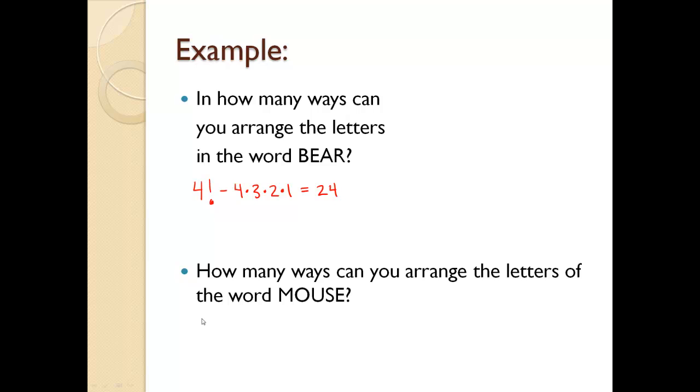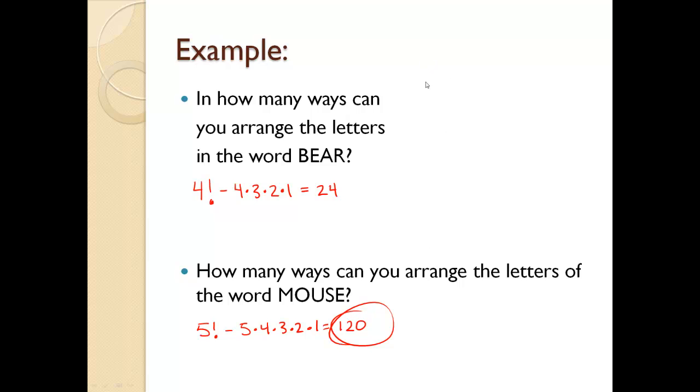Now let's see if you could figure out mouse before I do. Okay? There are 1, 2, 3, 4, 5 letters that make up the word mouse, which would be 5 times 4 times 3 times 2 times 1. And what does that equal? 120. So there are 120 different arrangements of the letters that make up the word mouse.